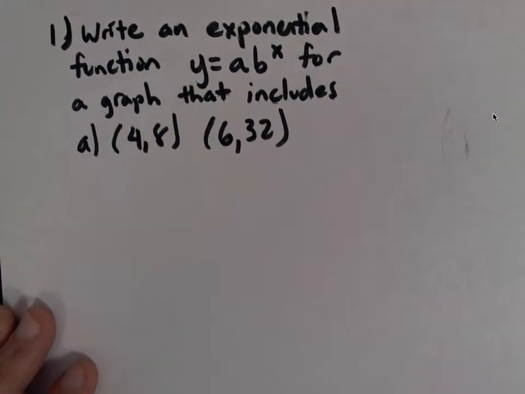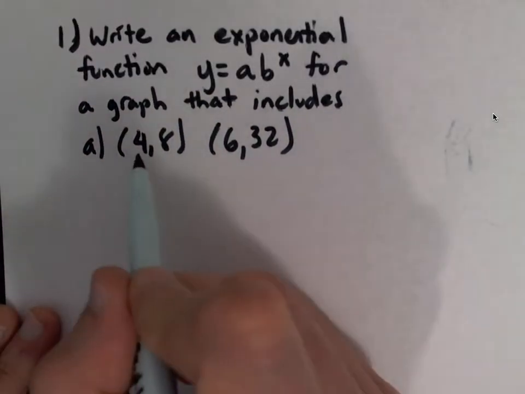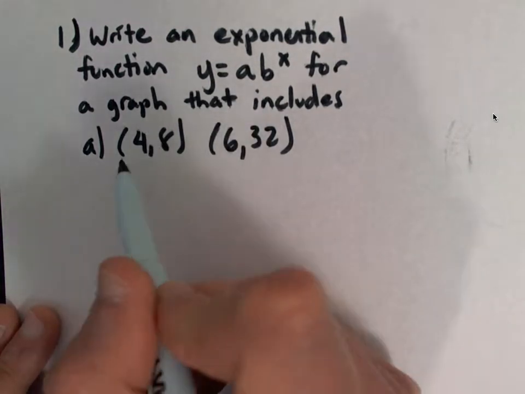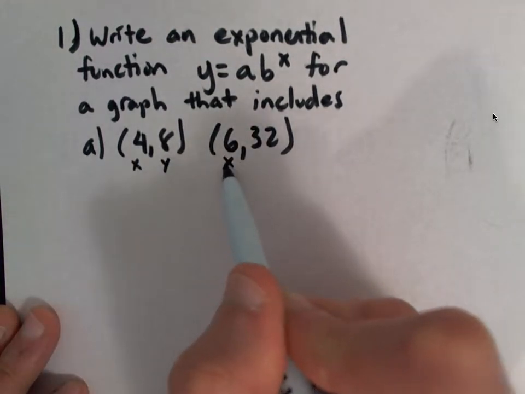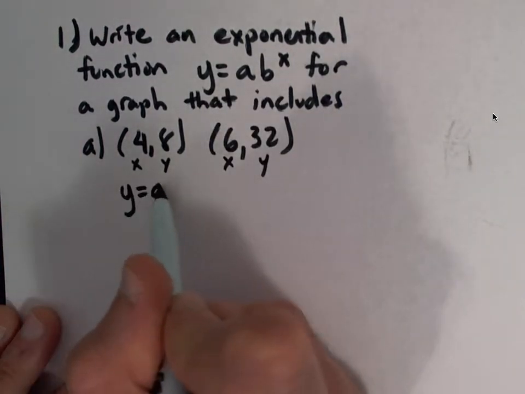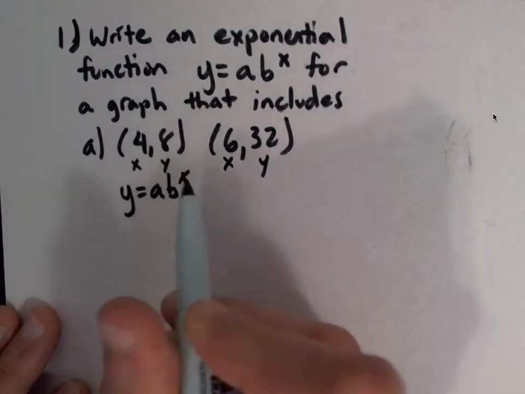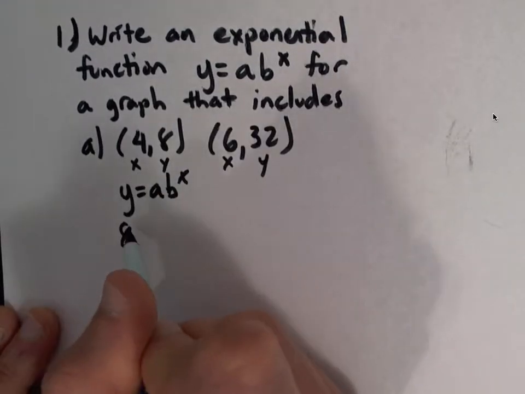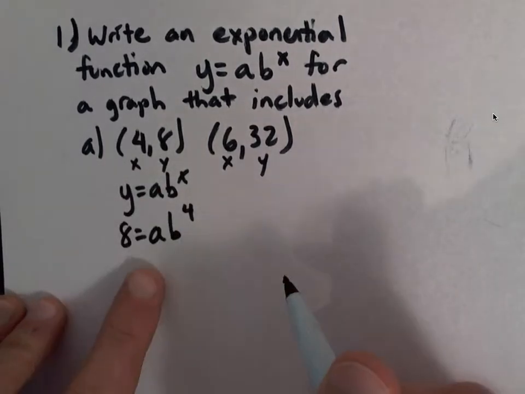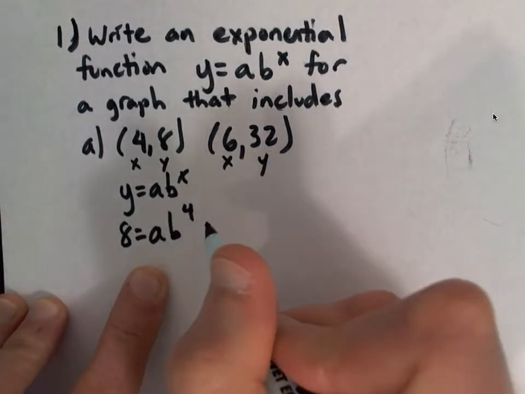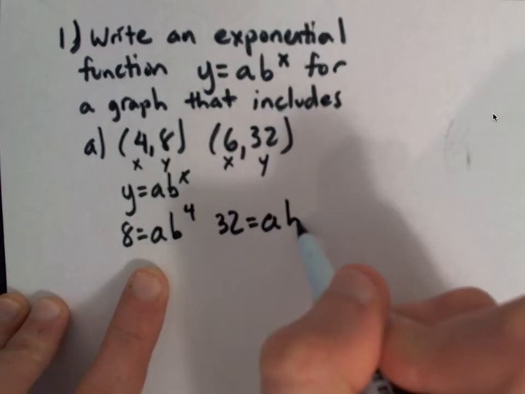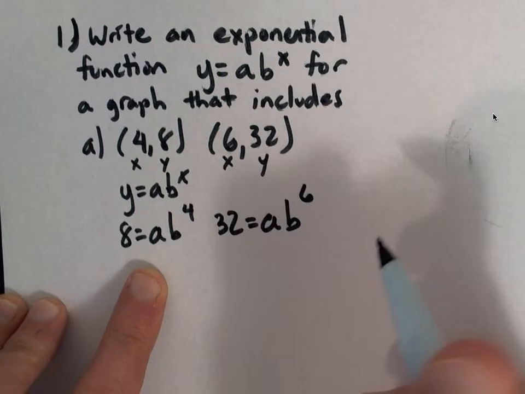The way that we do this is you want to write two different equations using these points. So for (4, 8), remember this is my x and this is my y. Let me write this out. y equals a times b to the x. So I'm going to plug in y: 8 equals a times b to the 4. And I'll do the same thing here: y equals, so 32 equals a times b to the 6.